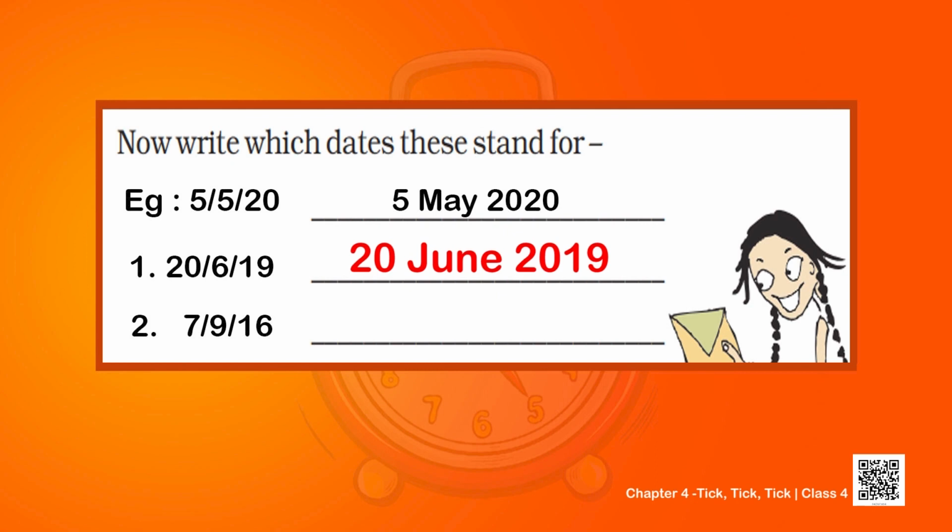Question number 2 is 7, 9, 16. Now, tell me which is the 9th month? You are right, it is September, and it can be written as 7 September 2016.